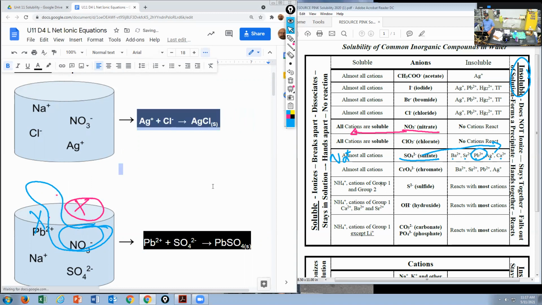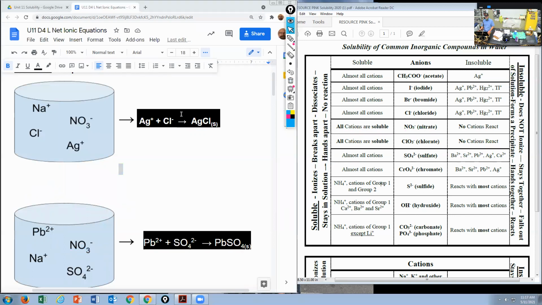All right. It's going to form an ion. So it's going to be lead 2+ plus sulfate yields lead 2 sulfate, which is a solid. That's going to form a precipitate. So let's continue. That was a review from last class.